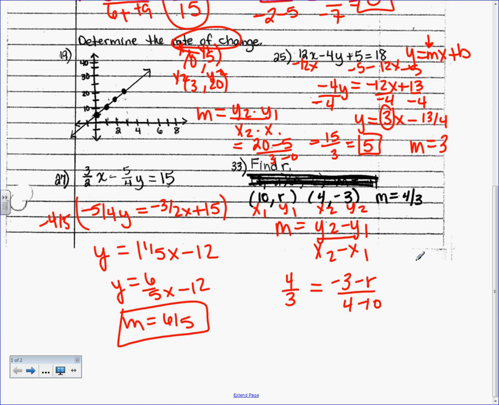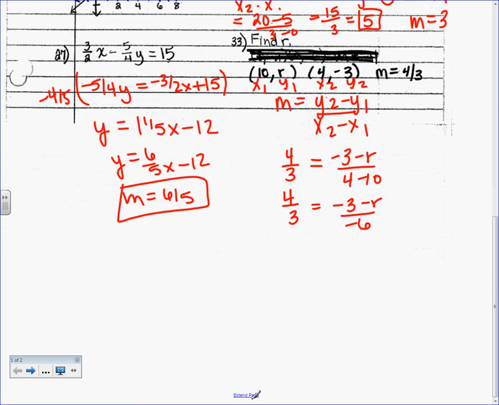Okay? There's a lot of different ways you can do this problem. For right now, I'm just going to simplify as much as I can. 4/3 is fine. I can't do anything to this numerator, but I can go ahead and change 4 minus 10 to what? Negative 6, right? So 4/3 equals negative 3 minus r over negative 6.